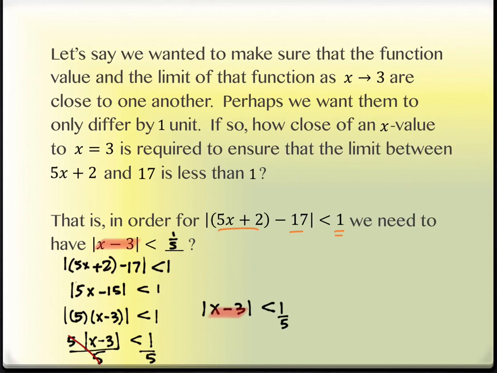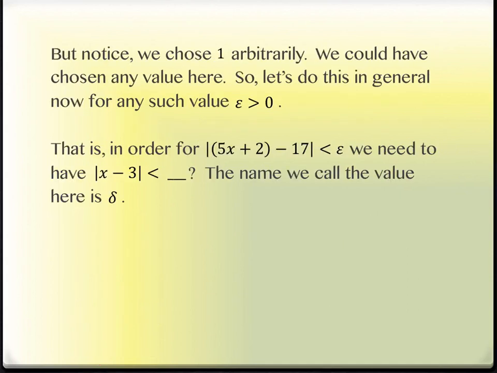Now, we sort of made up, I want to be within the value of 1 away, right? That was sort of just a random choice. It was done on purpose, but it's not particularly generic. It's not arbitrary. It was very specific. It was a value of 1. So what if instead of wanting to do this within a value of 1 around the number 17, I want to do it within an arbitrary amount around 17? Well, we're going to call that arbitrary amount epsilon. It's the Greek letter epsilon.